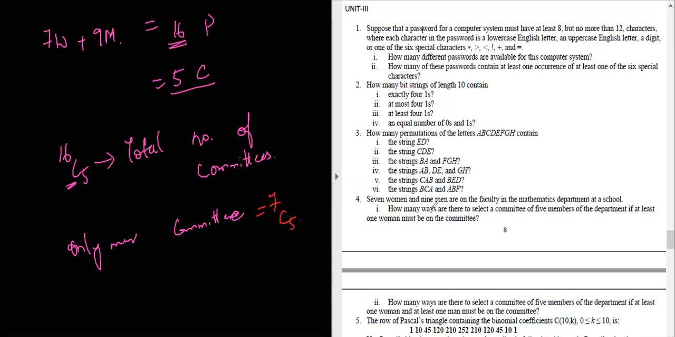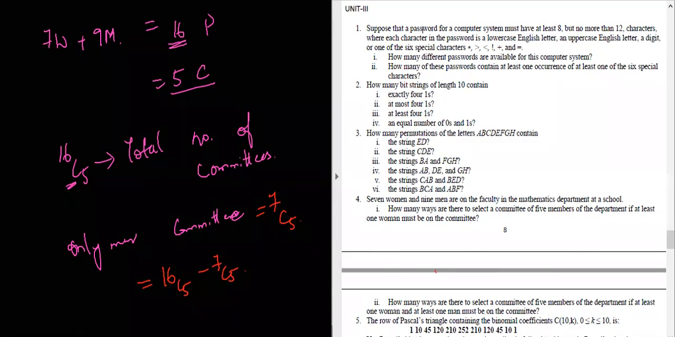So what will be the number of committees with at least one woman? It will be 16C5 minus 7C5. Similarly, you can do the next one. How many ways are there to select a committee of 5 members of the department if at least one woman and at least one man must be on the committee? So you can try to solve it.